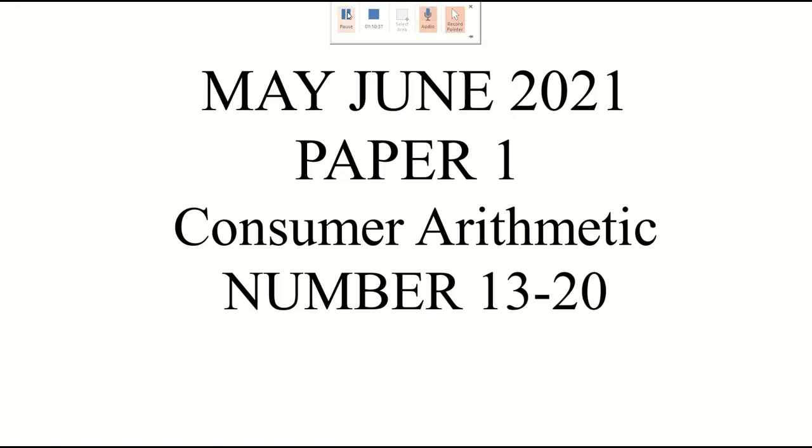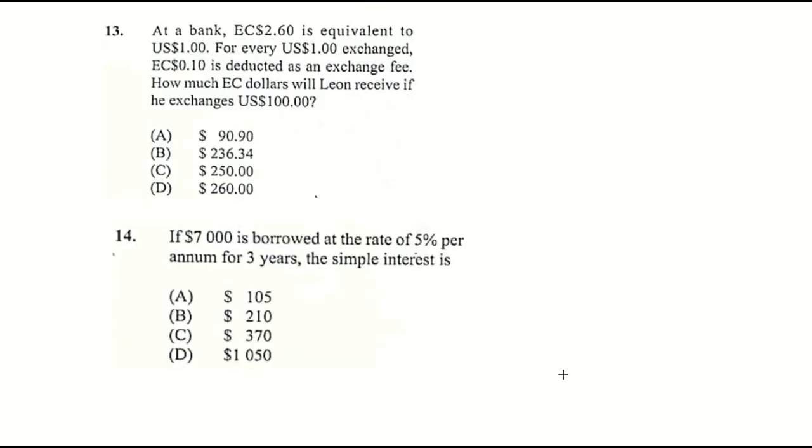So May, June 2021, paper 1, consumer arithmetic, number 13 to 20. This one here is a repeated question. They're asking you for 100 USD. For the other questions it was 1,000, and the deduction was 10. So 100 US would be 100 by 2.5, not 2.6, because it's not 10% tax, it's 10 cents tax. It would be 250. So the answer is C.